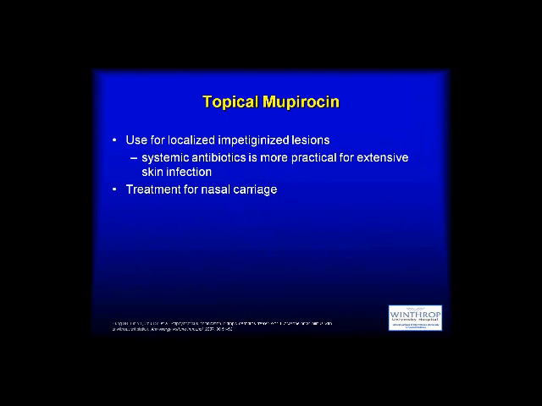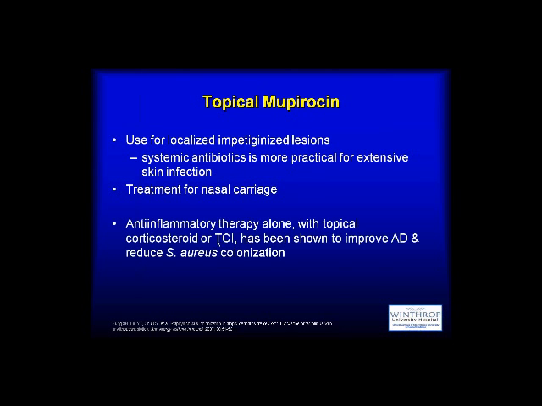Topical mupirocin is used for localized impetiginized lesions. However, if it is an extensive rash, systemic antibiotics are the way to go. It can be used for treatment of nasal carriage, especially staph. An anti-inflammatory topical therapy with corticosteroids or tacrolimus has been shown to improve atopic dermatitis and reduce staph colonization by itself, even without topical mupirocin.